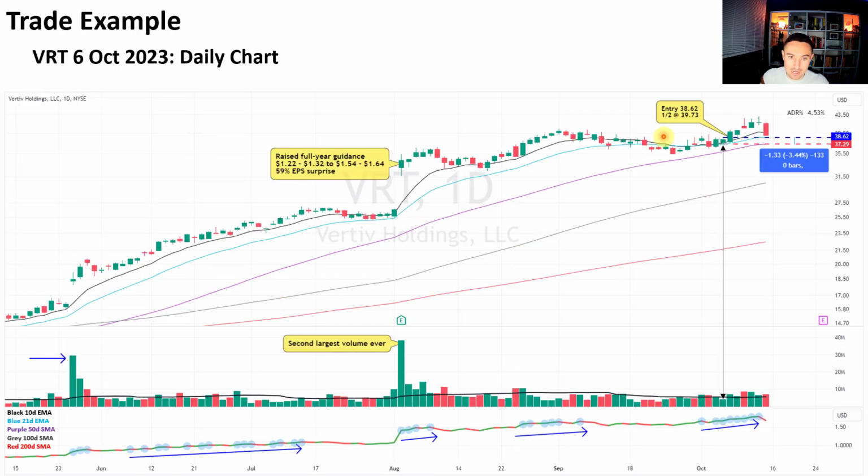And then I'm dialing in and looking at the chart and going, okay, they raised full year guidance from the range of $1.22 to $1.34 to $1.54 to $1.64, and there was an EPS surprise of 59% as well. This stock is involved in thermal management, which I think is going to be a fairly big area as well. On the earnings gap up, where there was that surprise and they raised full year guidance, it had the second largest volume ever on the stock, and it coincides with a 52-week high.